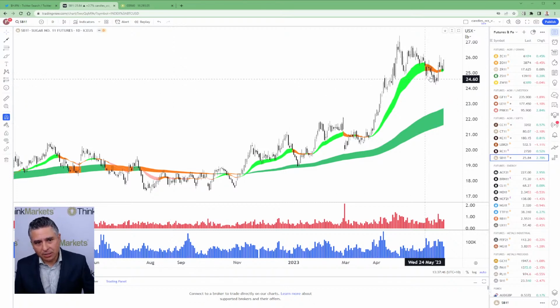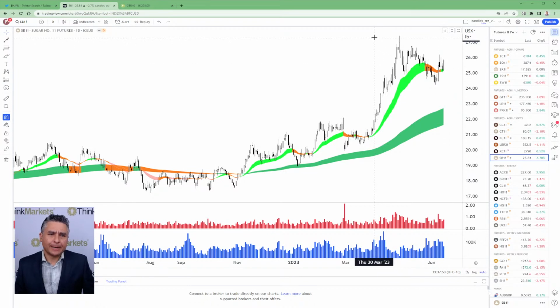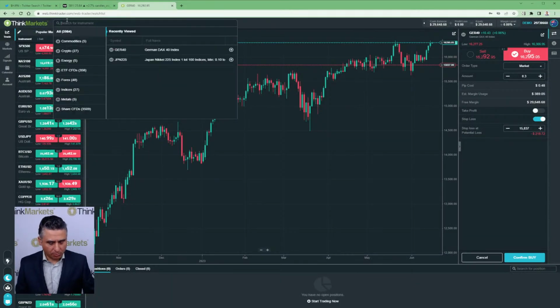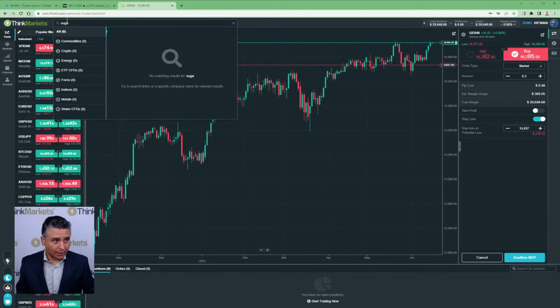Look, I think on the basis of this white candle and this white candle, you could dip a toe in the water in this one. But keep position sizes small because we do have a big point of supply up here. If you're wondering, okay, Carl, now you've really lost me because you're talking about trading sugar.